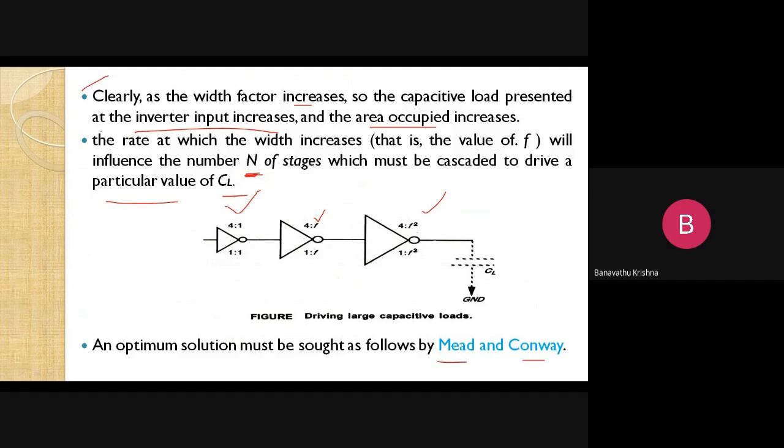The second point here: the rate at which the width increases, that is the value of f, will influence the number n of stages which must be cascaded to drive a particular value of load capacitance CL. So this optimum solution must be sought out as followed by Mead and Conway, based on the number n of stages, to resolve this load capacitance problem.